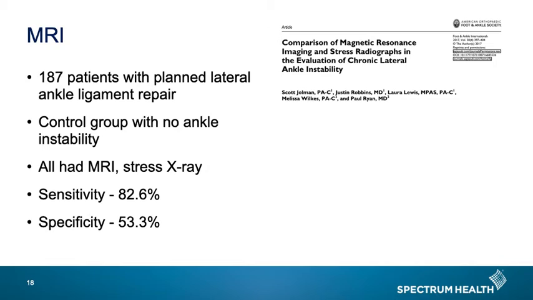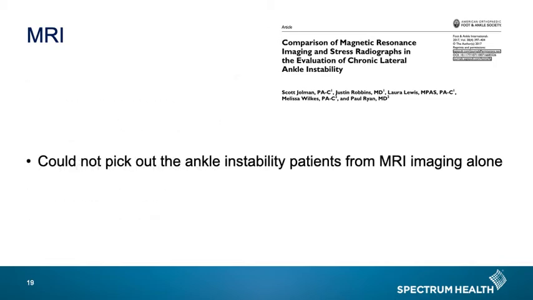And then the radiologists, who were blinded to which group was which, were given the MRIs and asked to say which ankles are unstable, and they couldn't do it. They could tell the pathology, but they could not tell with any specificity whether the ankles were unstable or not. So the MRI does not show instability.